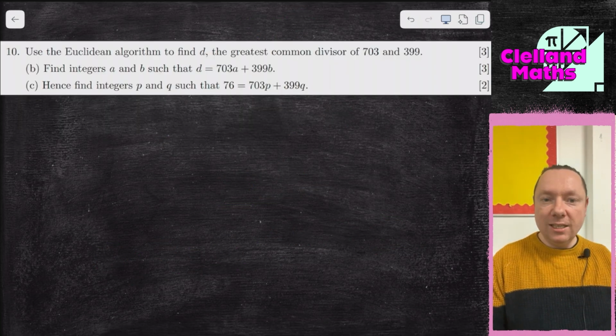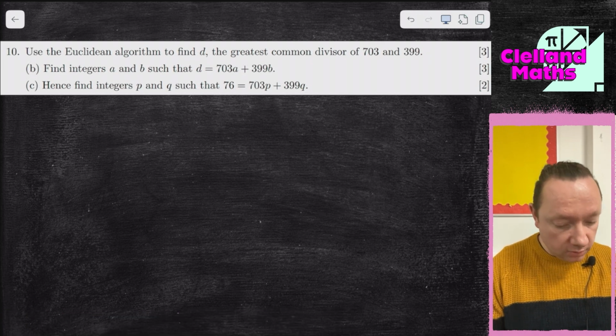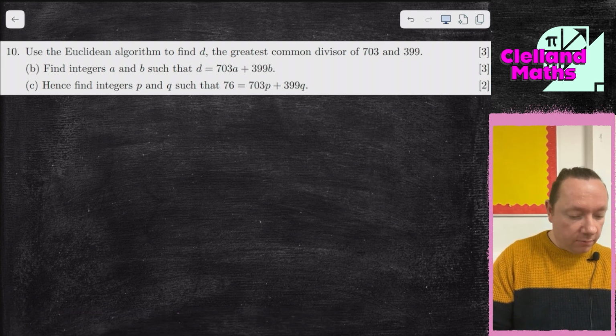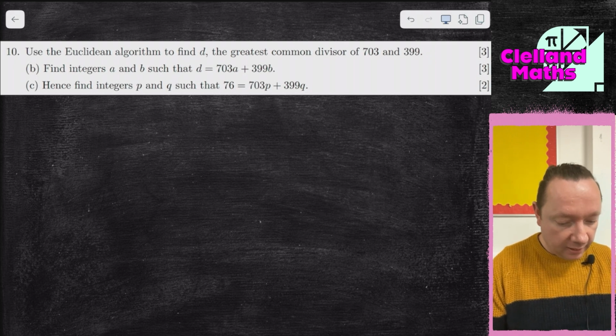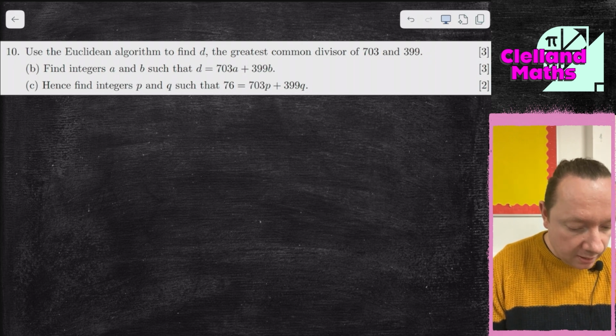And we're done there. Let's do Advanced Higher Maths 2025 Mock Paper 2 Question 10. A: Use the Euclidean algorithm to find the greatest common divisor of 703 and 399. B: Find the answers A and B such that D equals 703A plus 399B. And then find the answers P and Q such that 76 equals that.